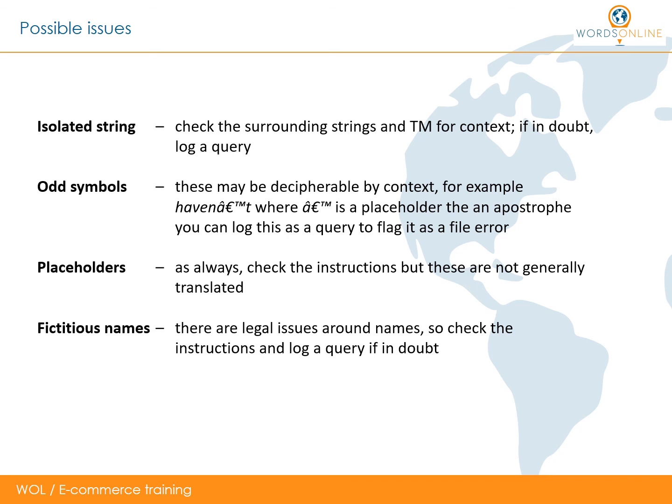There can be legal issues around names. If you come across a name, the first thing to establish is whether it is real, for example the name of a company's CEO, or fictitious, used to create character rather than to represent an actual person. If it is real, obviously it must not be localized. If it is fictional, check the instructions for what to do. You may need to remove the surname as there are fewer concerns around first names on their own. Or you may need to select a name from a provided list. If in doubt, please send a query.